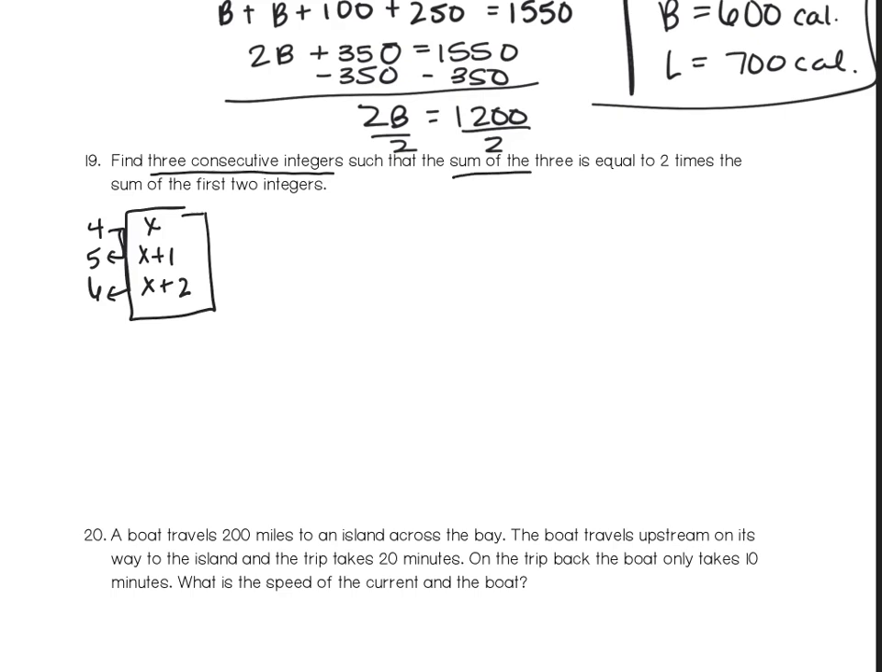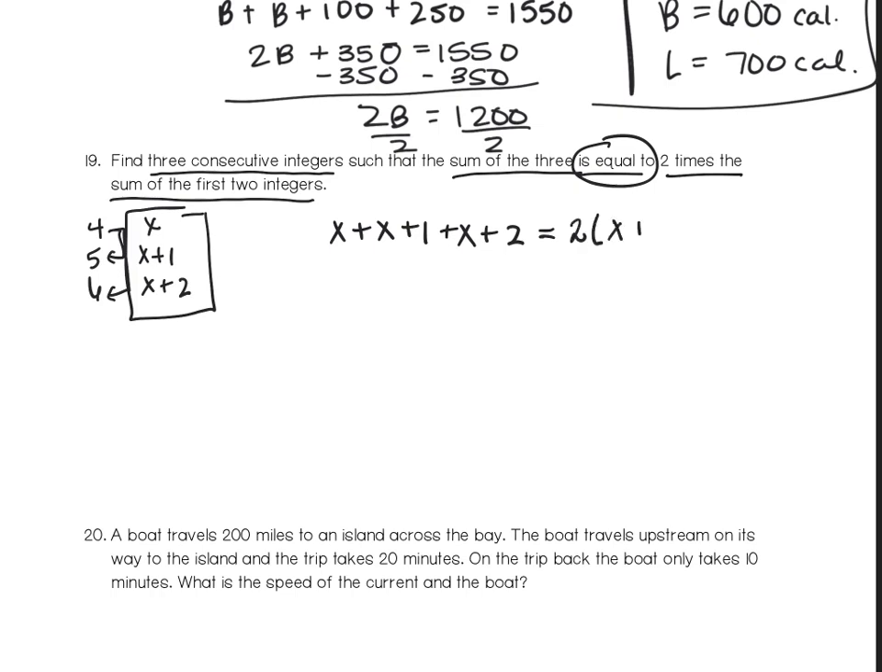So the sum of the 3 is equal to. So the sum of the 3 means add them. So x plus 1 plus x plus 2. The word, and then we have is equal to, so we'll put an equal sign. 2 times the sum of the first 2 integers. So 2 times the sum of the first 2. And then we're just going to solve.